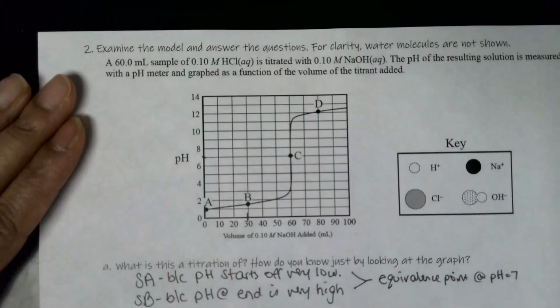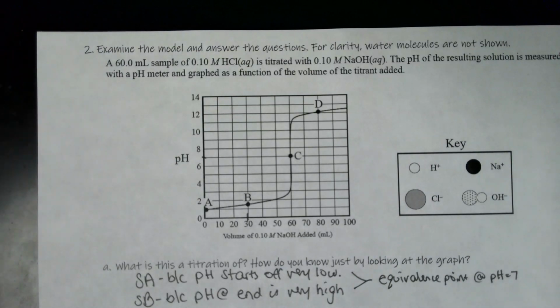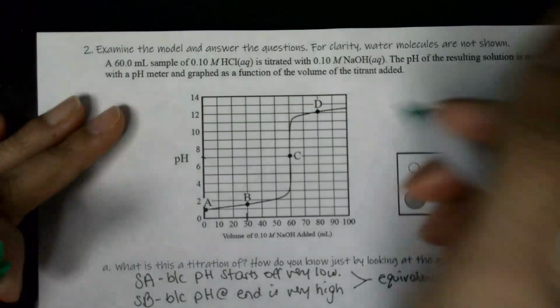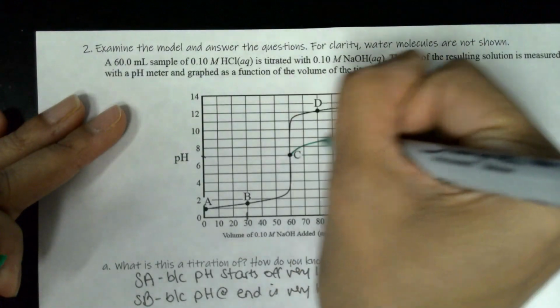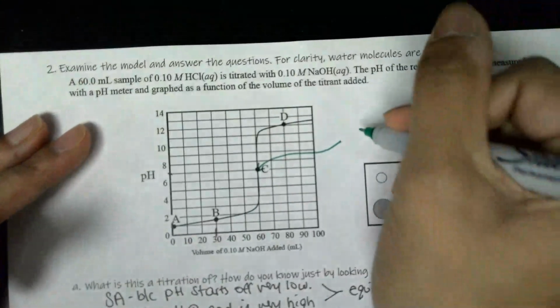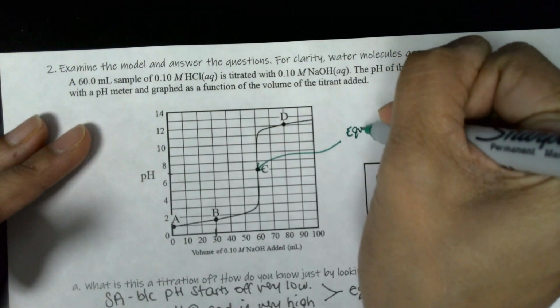Now we're taking a peek at the graph. Some things that we want to make sure that we label with the graph. So one thing over here is we end up having the equivalence point.